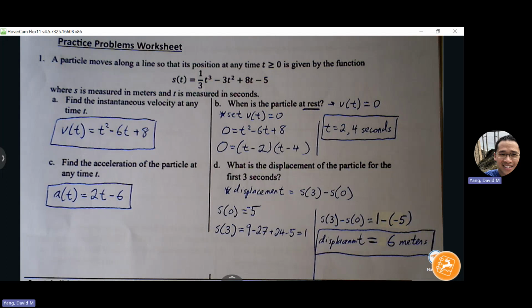So v of t and a of t are relatively easy power rule processes to get to each of the derivatives. To set v of t equal to 0, you do have to go through factoring. Solve for t, and you get two t values: two times when the particle is at rest, 2 and 4 seconds.